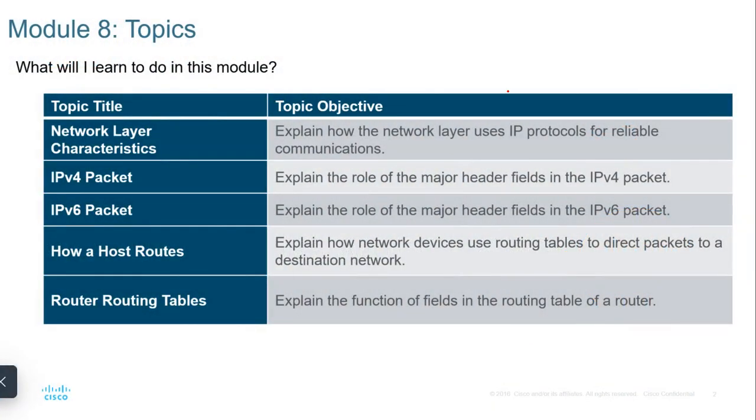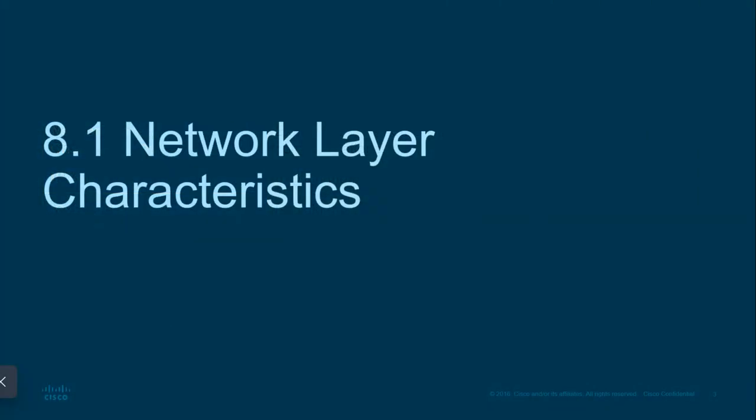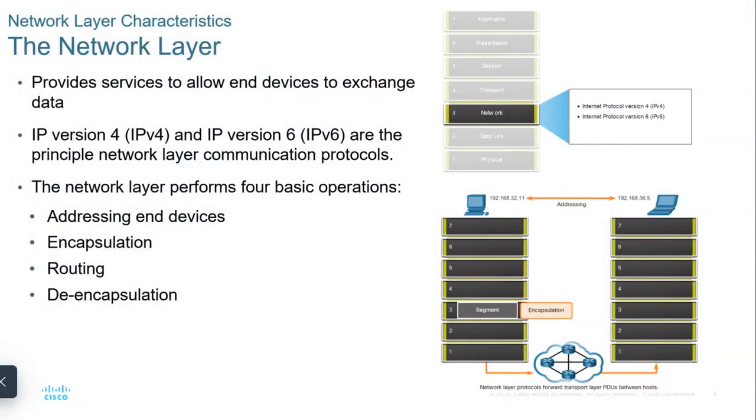The areas within this, the areas that you're going to go through, the topics: we have network layer characteristics, then IPv4 packet, IPv6 packet, how a host routes, and then router routing table. So network layer characteristics: the network layer provides services to allow the edge devices, what we call the end devices, to exchange data.